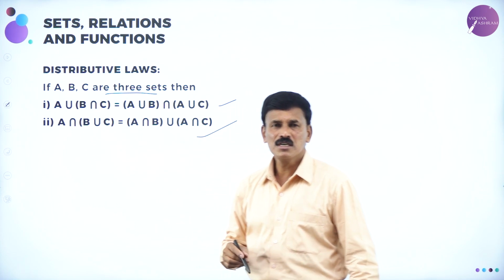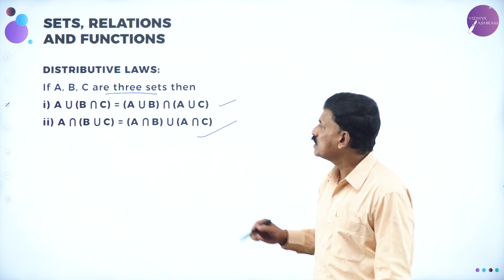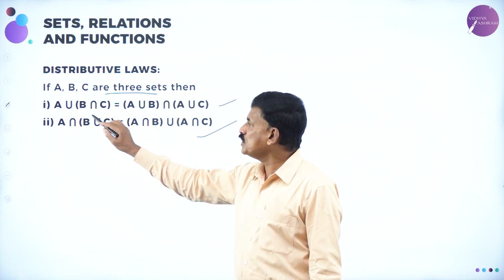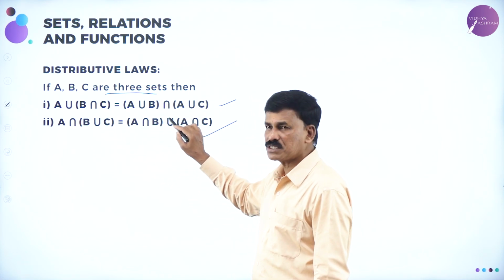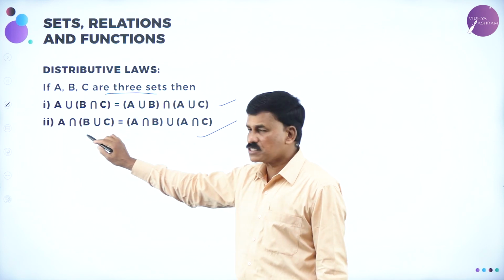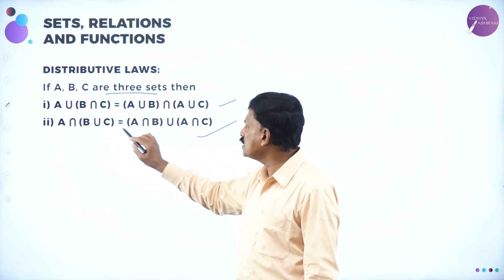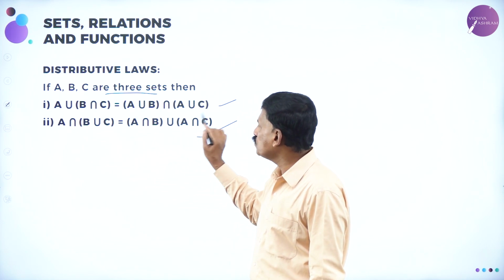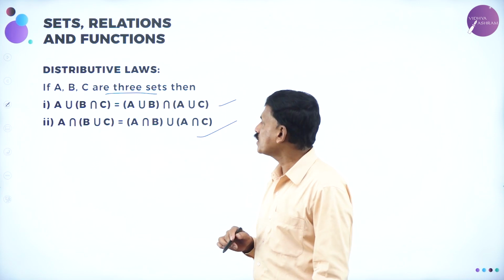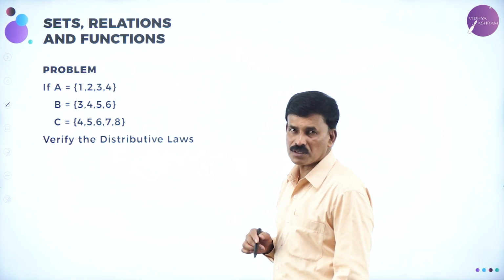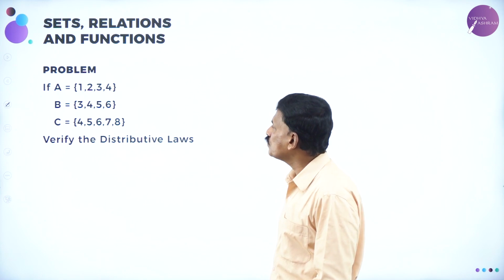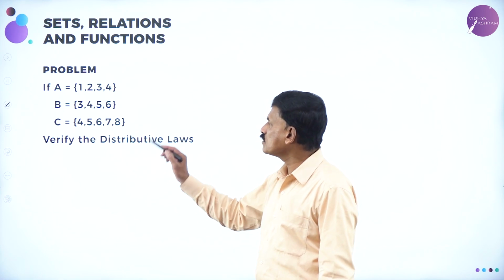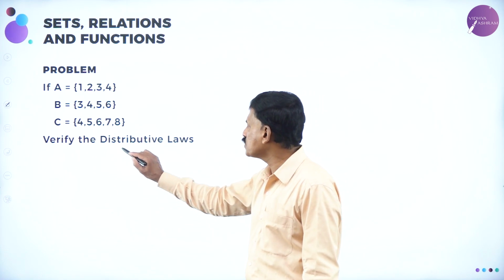These are called the distributive laws. Okay, A union and intersection. A union B intersection C is A union B intersection A union C. In case of intersection, A intersection B union C is equal to A intersection B union A intersection C. Right. Now, let us take an example on this. If A is equal to 1, 2, 3, 4, B is equal to 3, 4, 5, 6, C is equal to 4, 5, 6, 7, 8, verify the distributive laws.